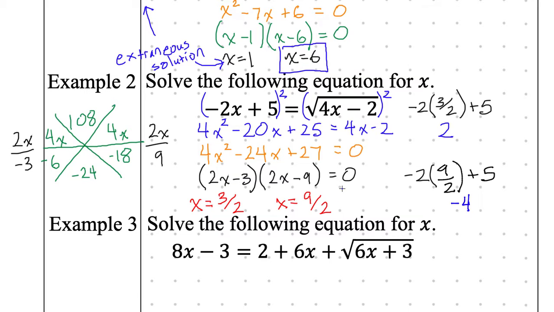So this is the extraneous solution. We can write it down. Nine halves is the extraneous solution, so that is not the answer. The only answer is x is equal to 3 halves.